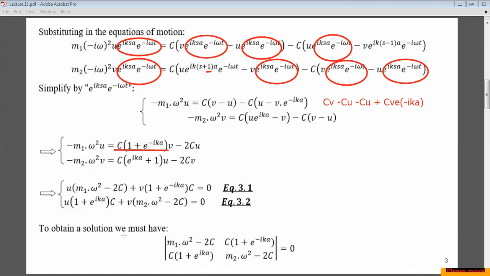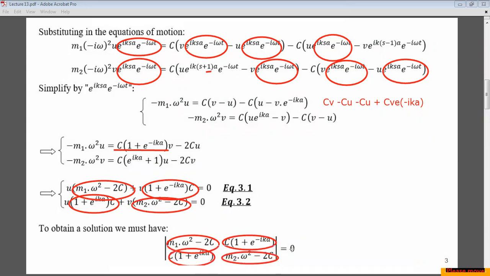We need to obtain a solution. To obtain a solution, we must have whatever is multiplied by U here, you can find it here, and what is multiplied by V here, you find it here, and then also we must have this thing here. These are two equations in two unknowns, so this is how we solve it. Is equal to 0.